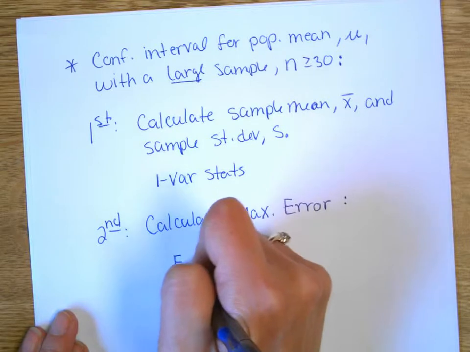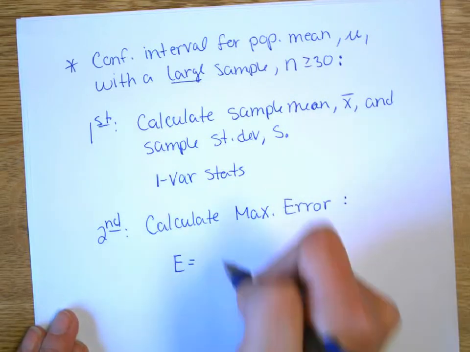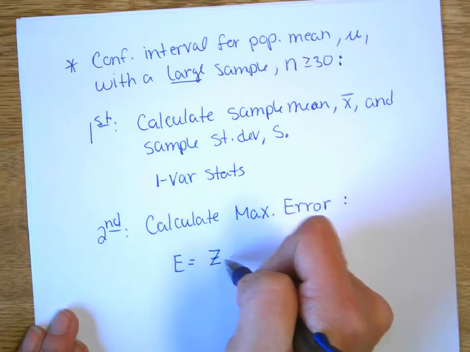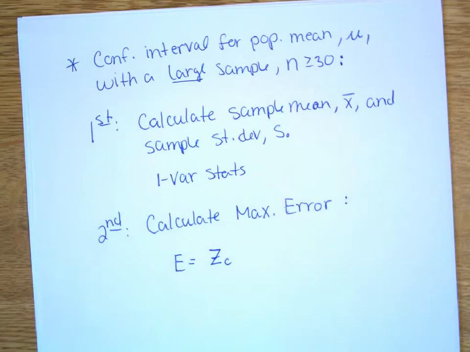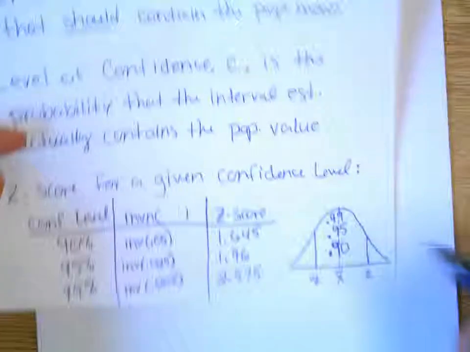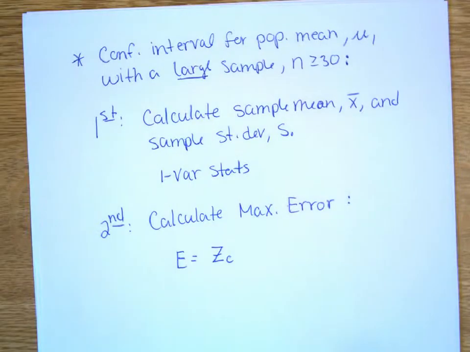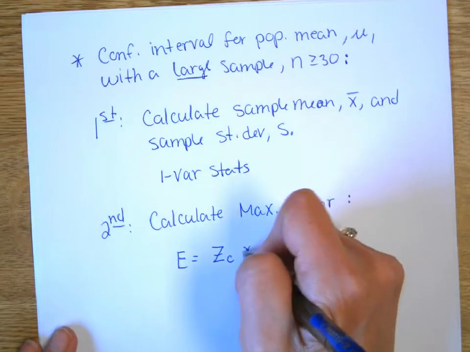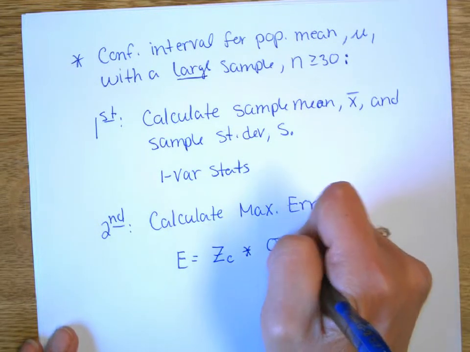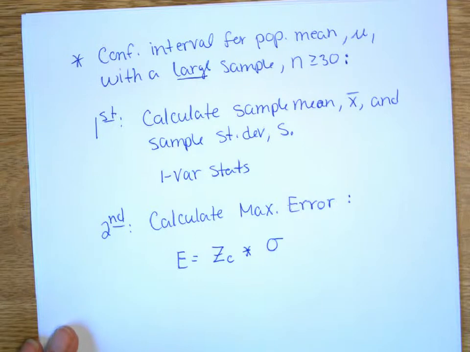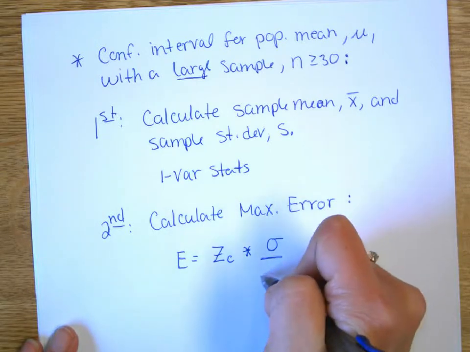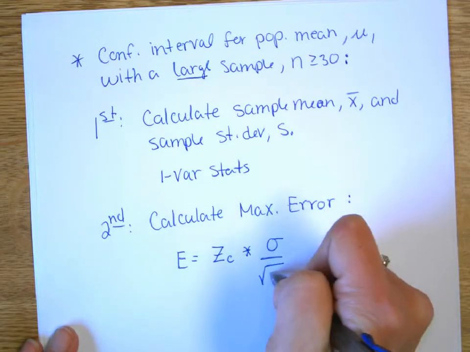Big E equals the z-score for your confidence level, which 9 times out of 10 is going to be one of these 3 z-scores. Multiply by the population standard deviation divided by the square root of the sample size.